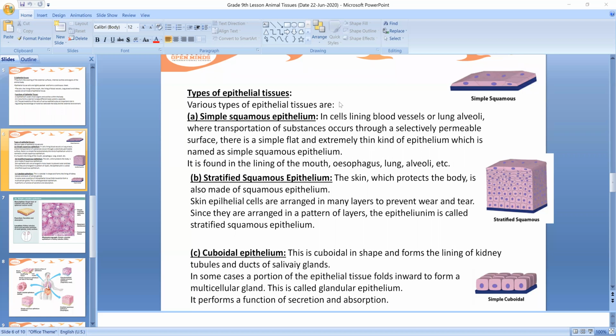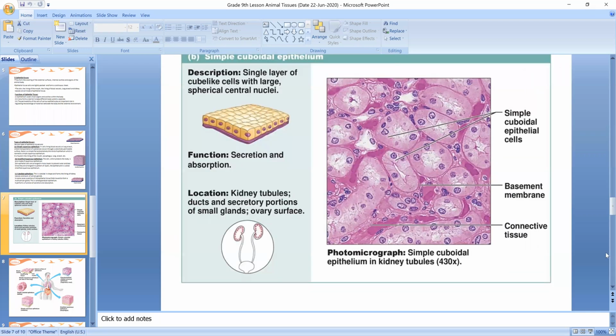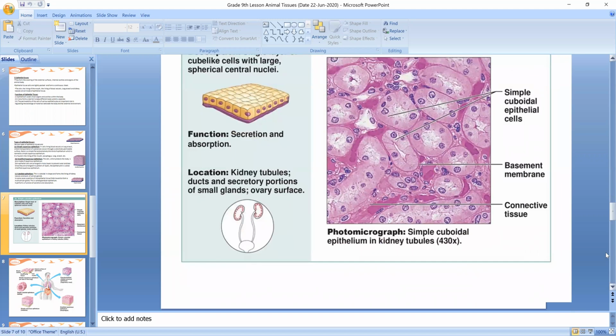Okay, children, now this cuboidal epithelium is present in the salivary glands, the ducts of salivary glands. They are shaped like this, simple cuboidal, as you can see in the picture. They are also present in the lining of kidney tubules. Here in this picture you can see it clearly. Once again I'll move it upward so that you can see it properly. They are cube-like cells with large spherical central nuclei. They are used in secretion and absorption.